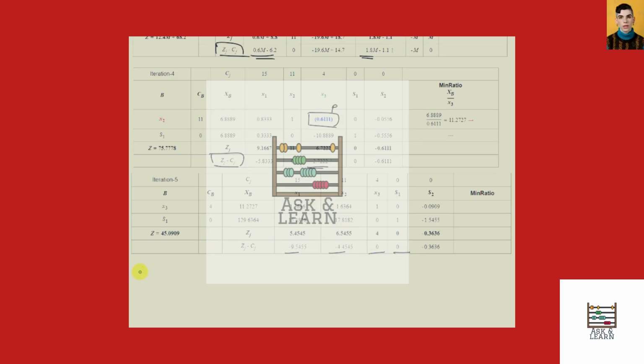Therefore, we can say that x is equal to 0, y is equal to 0, z is 11.2727, and minimum z is equal to 45.0909. I hope you have understood the solution.